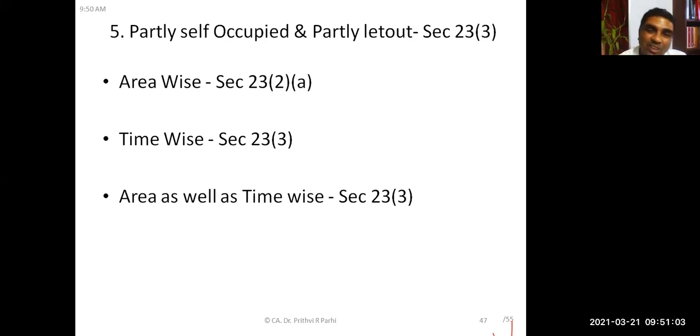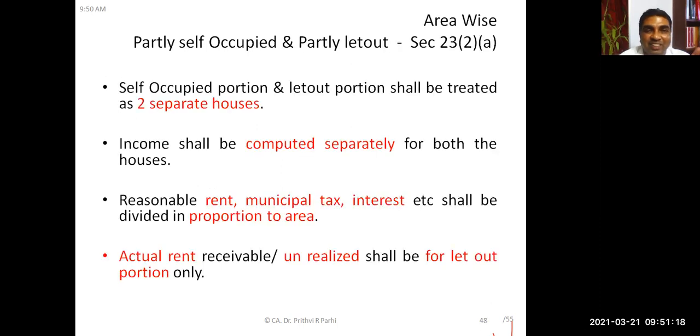A let out house can also be partly self-occupied, that is, for part of the period it is self-occupied. So that possibility is also there. So when we talk about a partly self-occupied and partly let out house, we can divide it as area wise, time wise, as well as area wise and time wise.